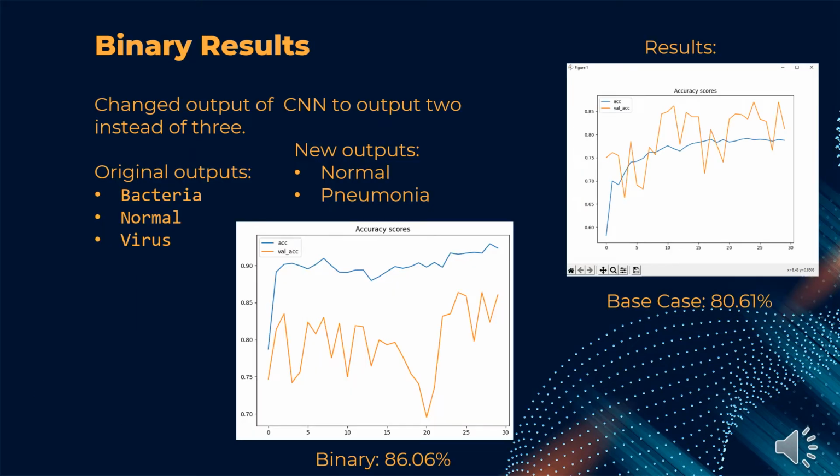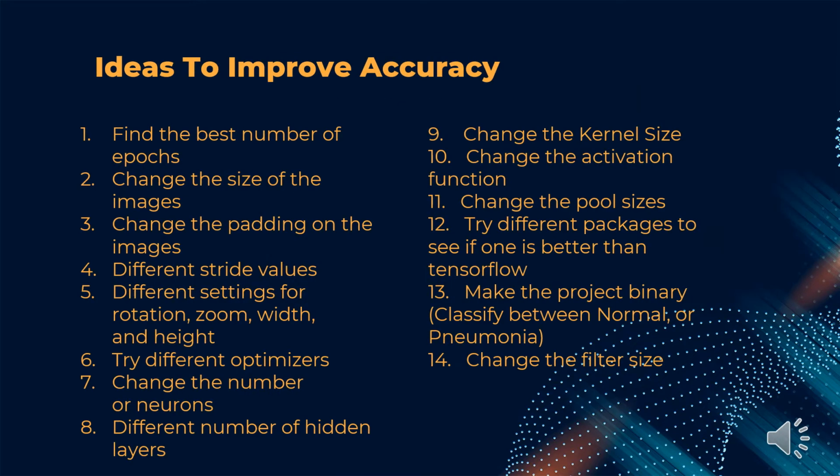And here are our binary results that we got from changing outputs of the convolutional neural network to 2 instead of 3. As you can see, the results from the base case are 80.61% accuracy, and our binary accuracy was 86.06%. After viewing these results, we began to brainstorm some ways to improve accuracy, including best number of epochs, changing size of images, changing the padding on the images, different stride values, among many others that are listed here.